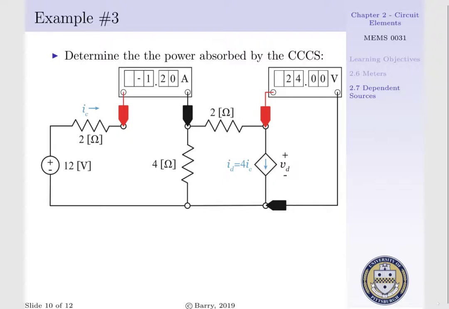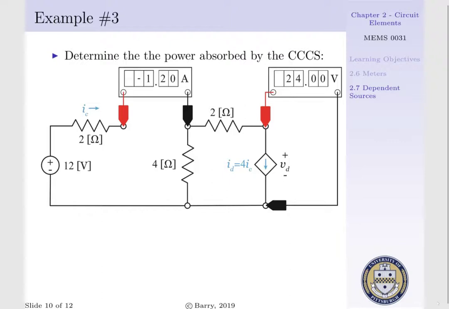On the right hand side of our circuit, we have a CCCS where our output I sub D is equal to 4 I sub C, where we have a voltmeter measuring the voltage potential across our CCCS. That value is 24 volts.